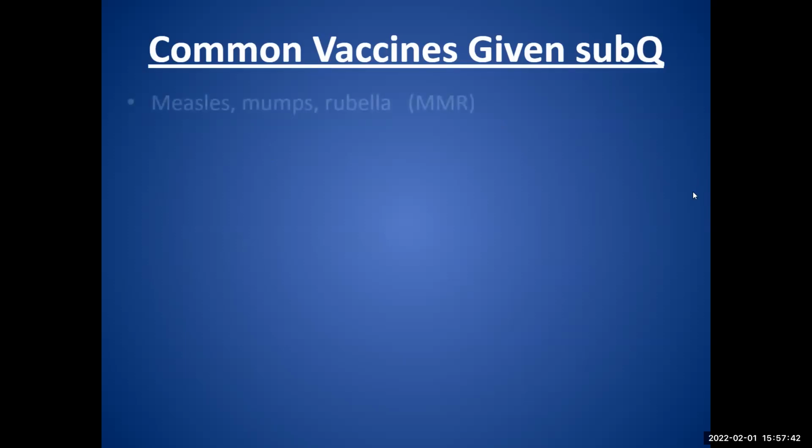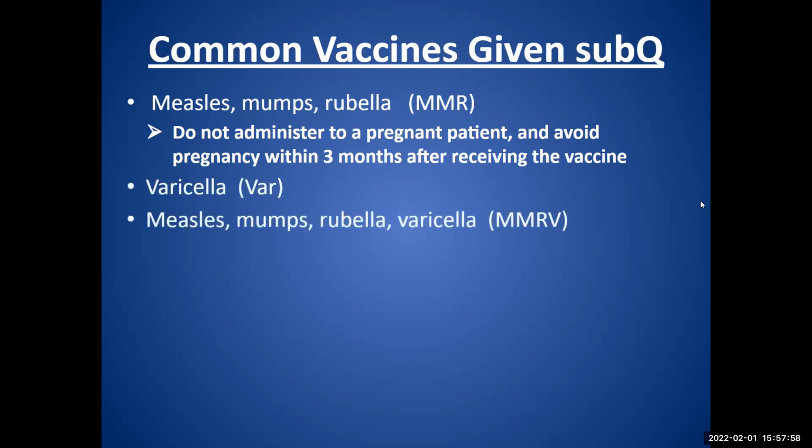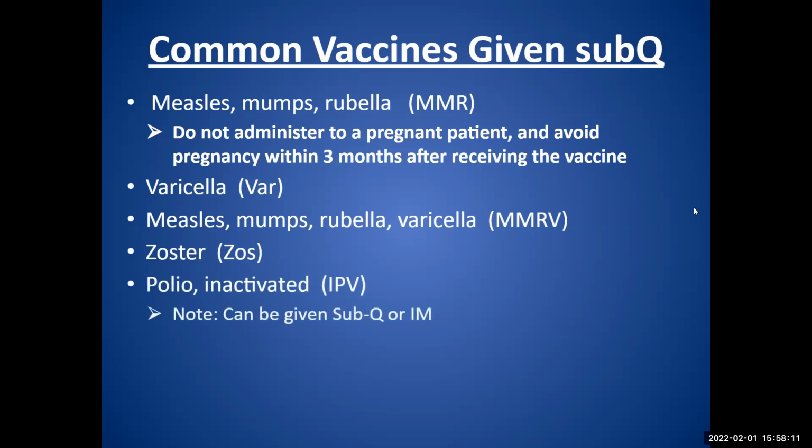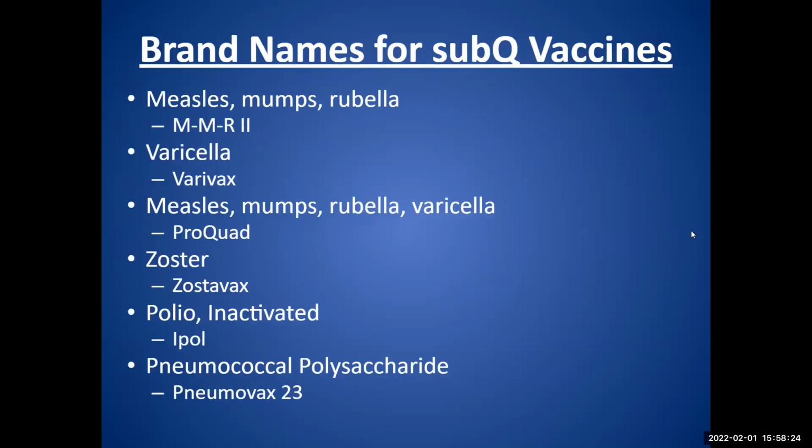Common vaccines given subcutaneously: MMR. Remember, do not ever administer the MMR to a pregnant patient, and they should avoid pregnancy for 3 months after receiving the vaccine. Varicella. MMRV, which is the measles, mumps, rubella, and varicella all together. Nice big combo. Zoster, inactivated polio. This can actually be given sub-Q or IM. Pneumococcal polysaccharide also can be given sub-Q or IM to anyone over the age of 2. And that's the Pneumovax 23.